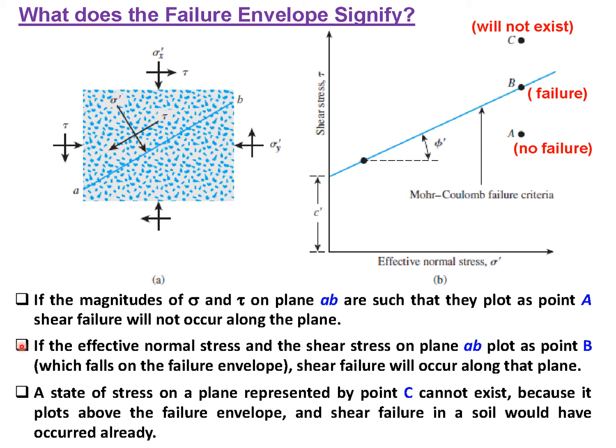Now look at point B. If the effective normal stress and the shear stress on plane AB plot as point B, which falls exactly on the failure envelope, shear failure will occur along that plane. Then look at the third point. A state of stress on a plane represented by point C cannot exist because it plots above the failure envelope, and shear failure in a soil would have occurred already. So this is not actually existing.